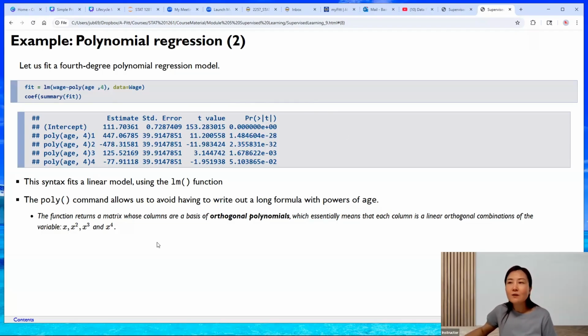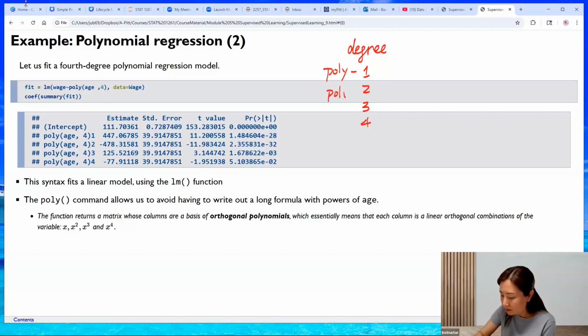However, this is not exactly what it does. The function actually returns a matrix whose columns are a basis of orthogonal polynomials, which means each column is a linear combination of the variables. Let me explain that clearly. Consider the degree of each term: 1, 2, 3, 4, or we can call them poly 1, poly 2, poly 3, poly 4, corresponding to these 4.